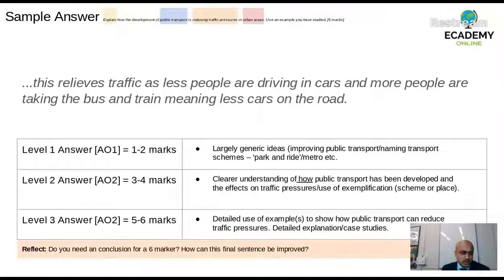Here's a continuation. This relieves traffic as less people are driving cars and more people are taking the bus and train, meaning less cars on the road. So essentially, they just repeated themselves again and again in the final sentence. But again, they haven't referred to a specific example. They haven't contextualized it with facts and figures. They haven't given a reference to a specific place. So again, I'd be thinking that this is going to be a low level 1 sort of answer, maybe 1 or 2 marks, if that. It's very limited in its explanation as well.